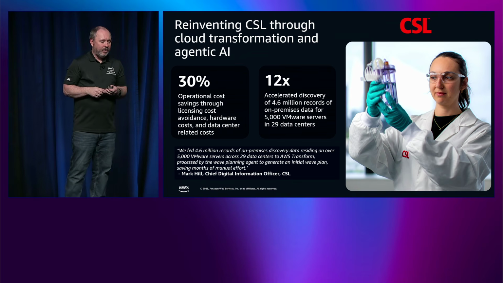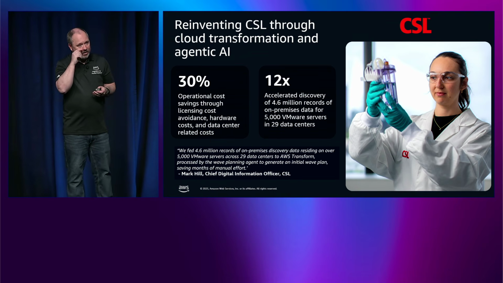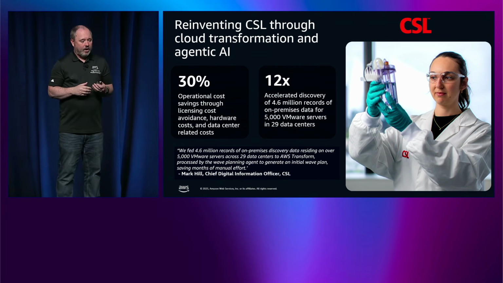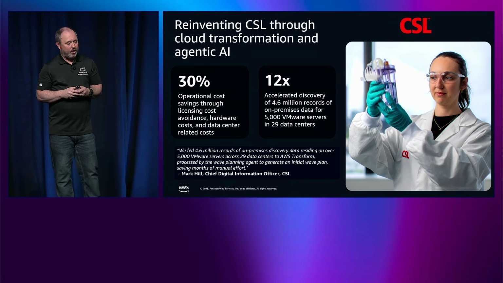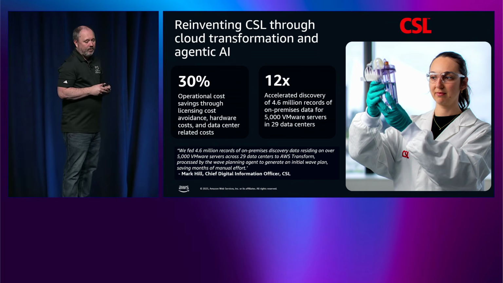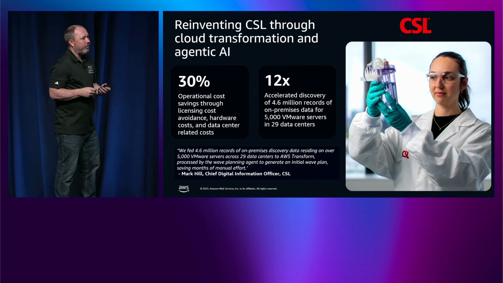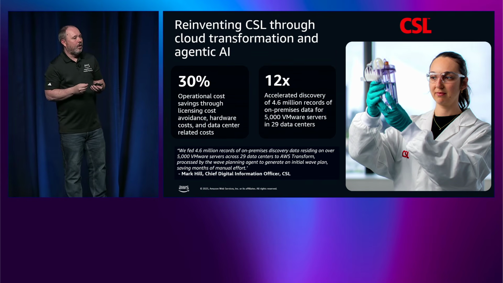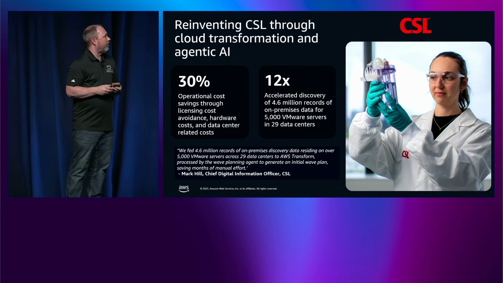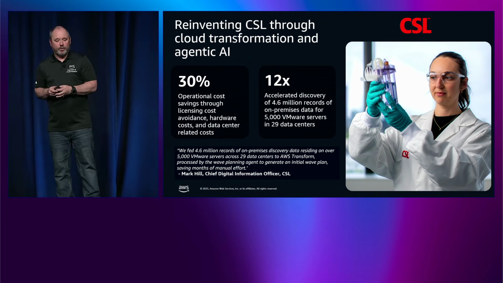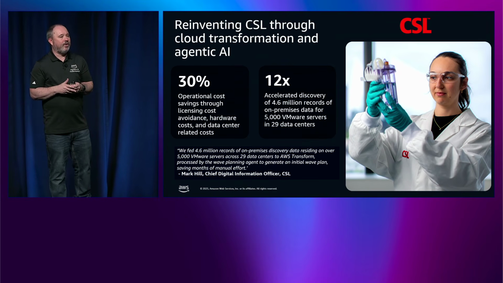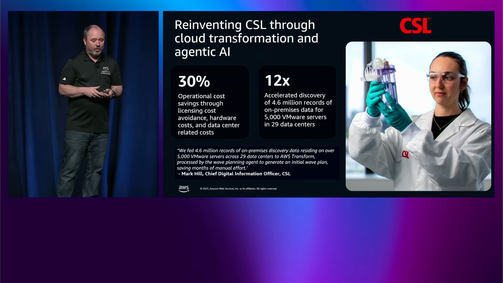The first is CSL. They selected Transform for VMware and AWS to migrate these workloads. You can see some of the cost savings here, 30% operational cost savings, and they ingested 4.6 million records of on-premises data to help inform planning and prioritization, what to move when, as part of their migration out of 29 data centers for their 5,000 VM estate. There's a session at 11:30 this morning with CSL talking much more in depth about their story, so you can attend if you want to learn more.